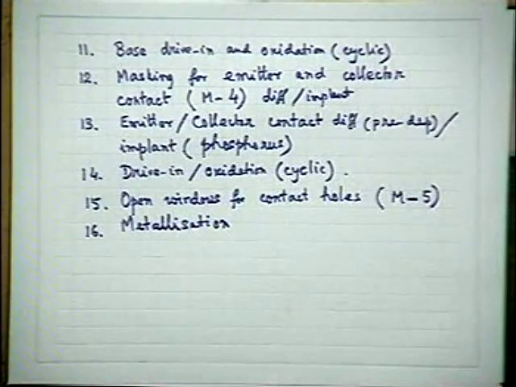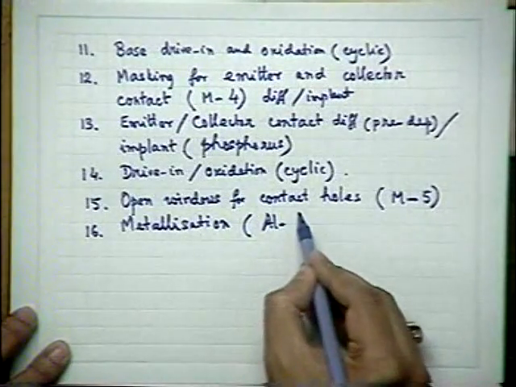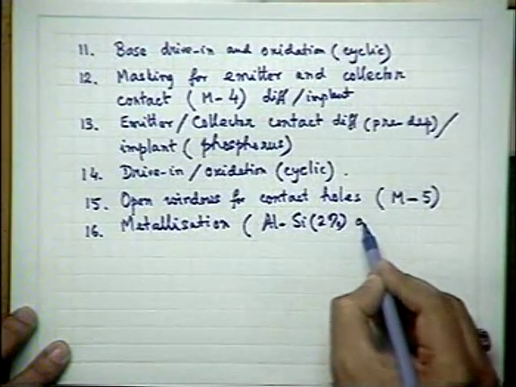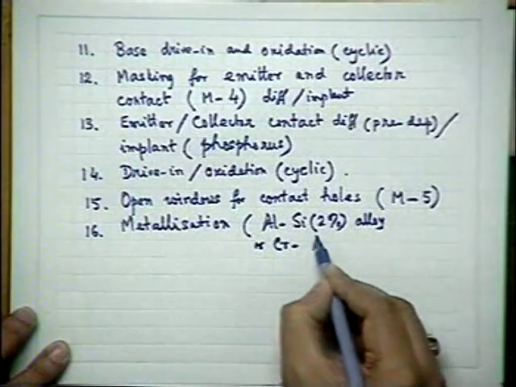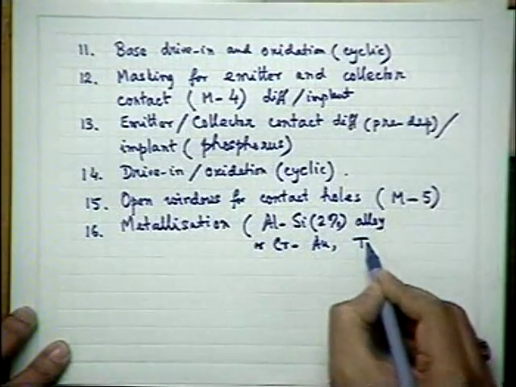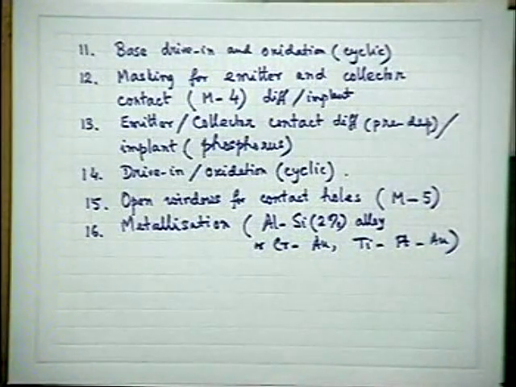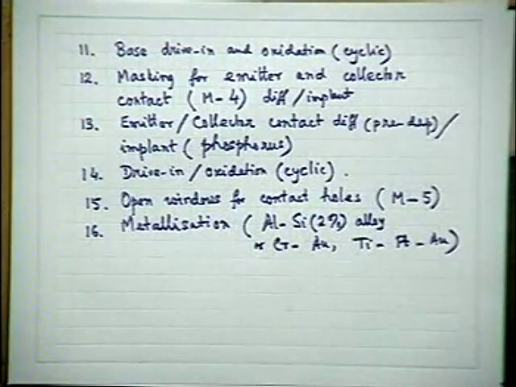You now deposit a very good quality metal film, usually aluminum silicon 2% alloy, or chromium gold, or titanium platinum gold, etc. Various combinations are available. So you metallize the whole thing after the contact window opening.